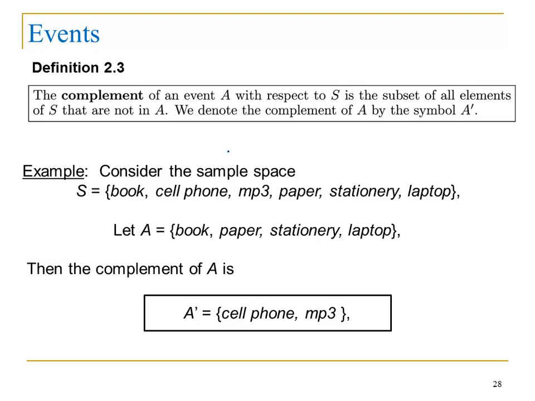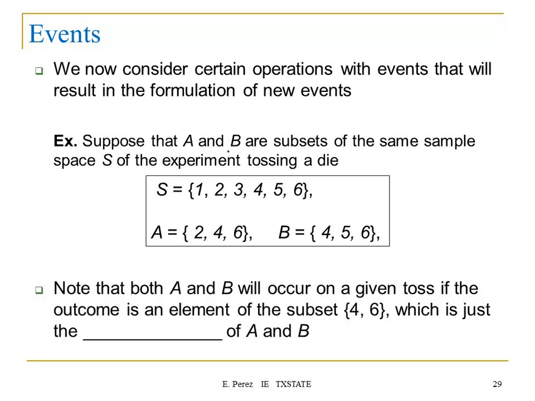Any questions? So now we consider certain operations with events that will result in the formulation of new events. Okay, so suppose that A and B are subsets of the sample space S of the experiment. So we have 6 outcomes that we already know, and we have set A, which is this event, and set B, which is this event.